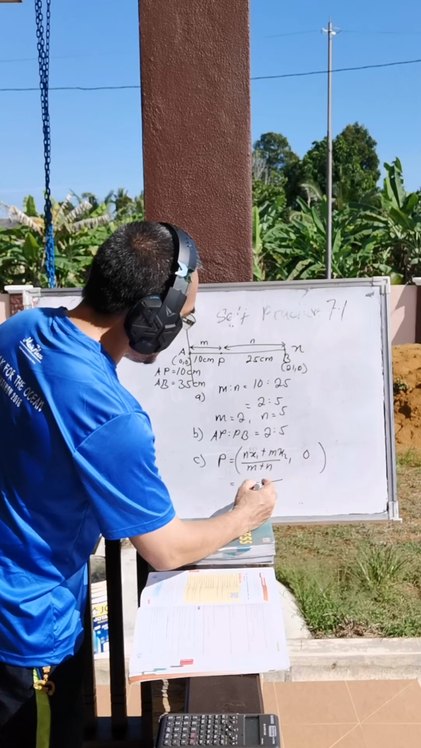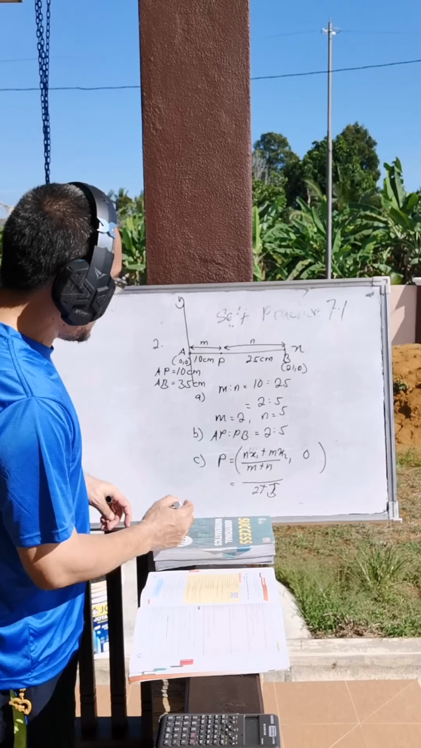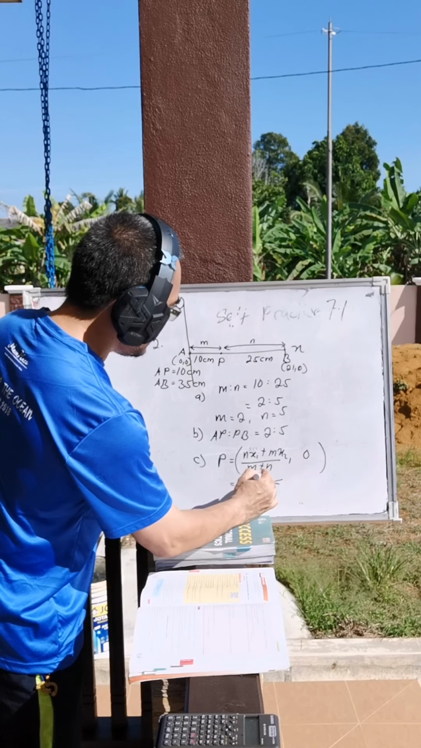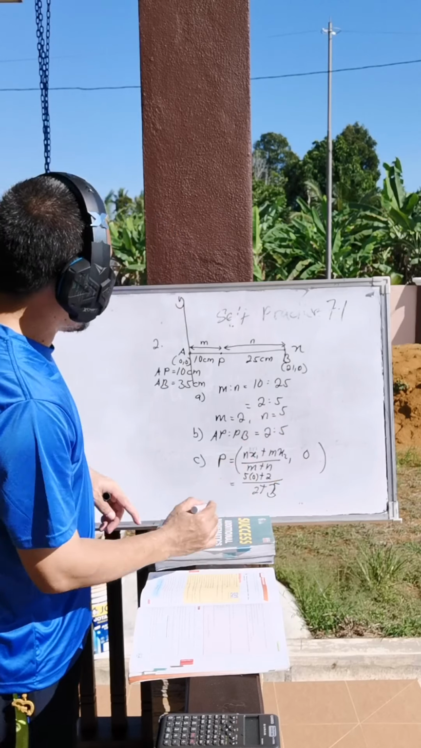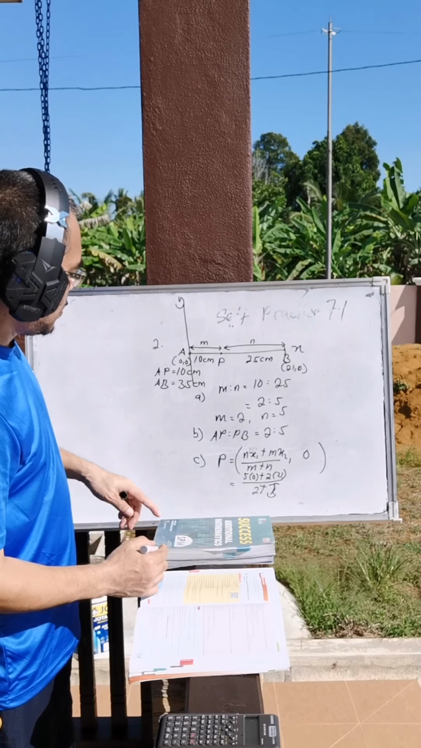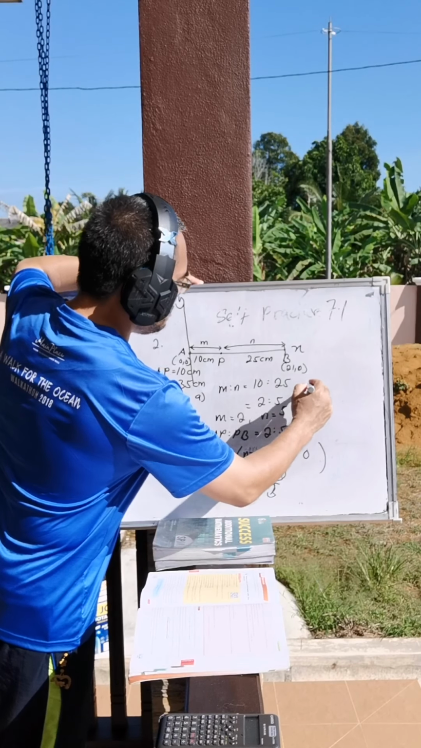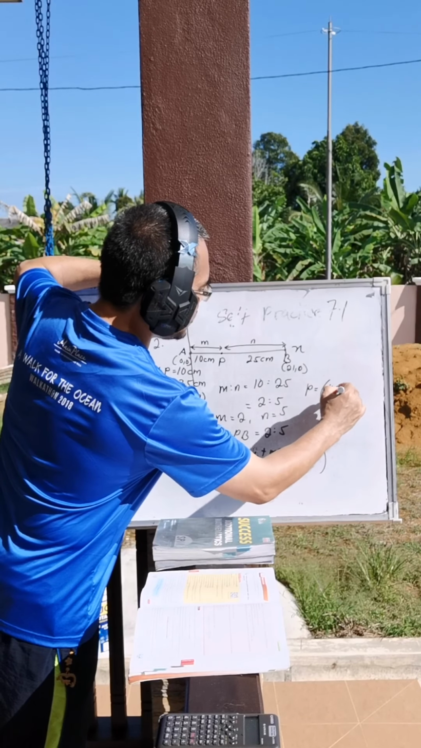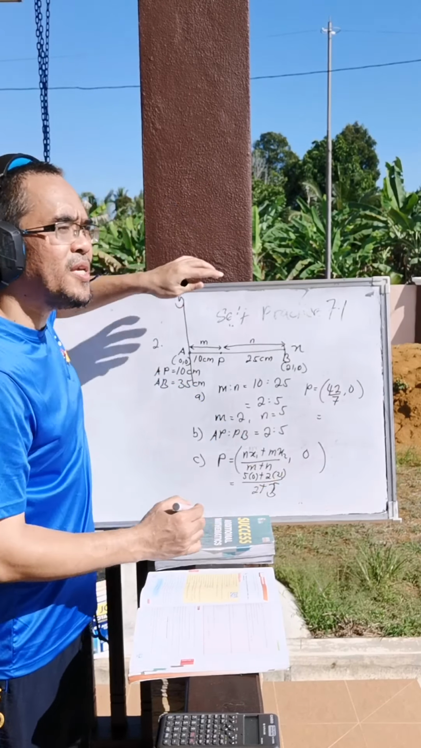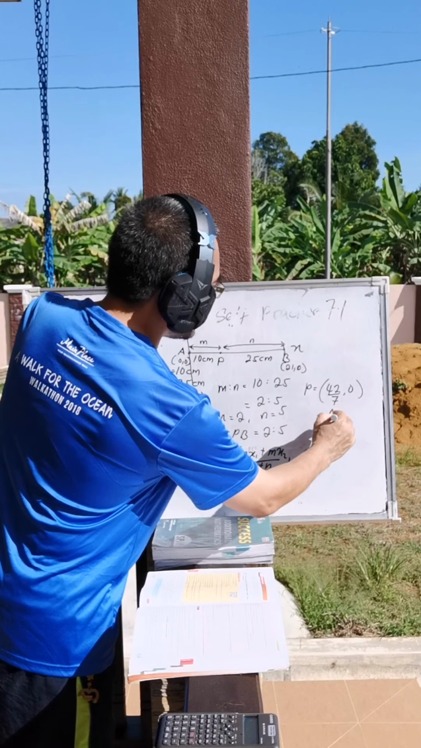So here will be 2 plus 5 will be 7. And then here will be 5 times x1, which is 0, plus 2 times 21. So 2 times 21 will be 42. So P is 42 over 7, 0. And 42 over 7 will be 6.